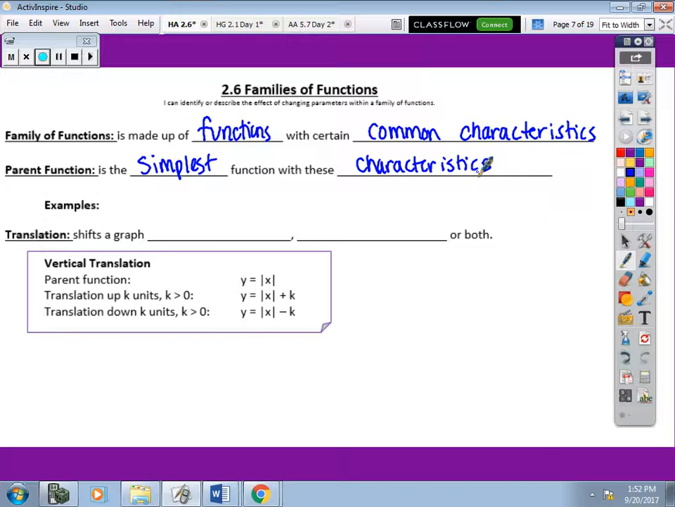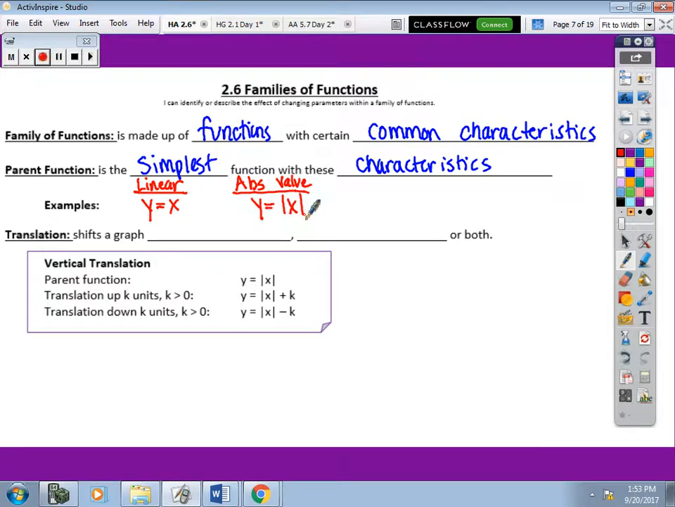Okay, so for linear, does anyone know what the parent function is for a linear? The simplest form of a line? Y equals x. Technically y equals 1x plus 0, right? Okay, it hasn't been shifted at all or stretched to make the slope different. So the absolute value parent function is just y equals the absolute value of x.